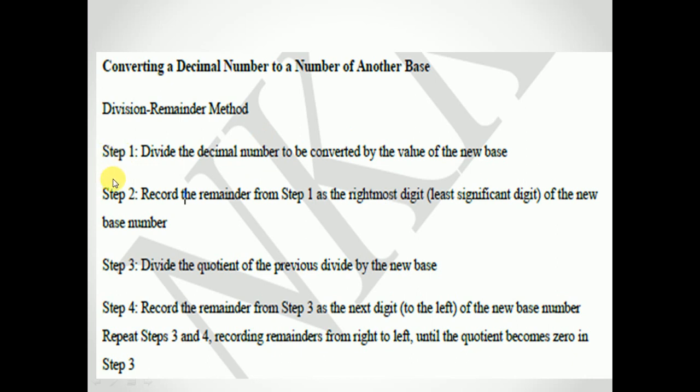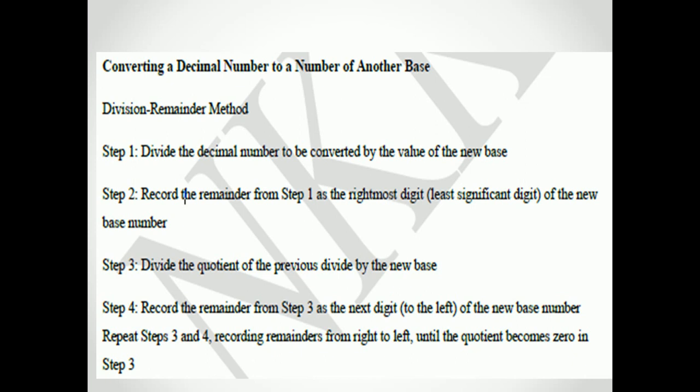Second step, record the remainder from step 1. You have to just find the remainder. The quotient is not important here. Only the remainder is important. You record the remainder from step 1 as the least significant digit, which is the rightmost digit. So this digit will become the least significant digit of the new base number.